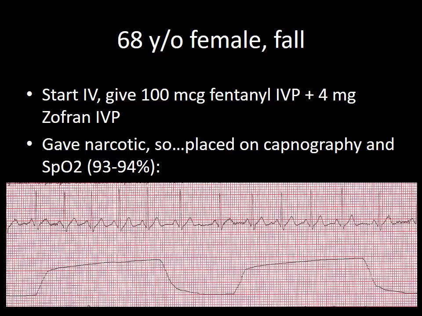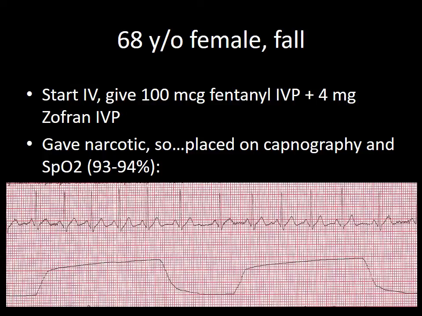So we've splinted her arm, so we're going to give her some pain management, or maybe a medic that's with us gives her some pain medicine. So we give her some fentanyl and some Zofran prophylactically. Since we gave a narcotic, or your medic gave a narcotic, you say, hey, I'm going to put them on capnography. Good idea. By the way, there's her SpO2, 93 to 94%, and that was on room air.